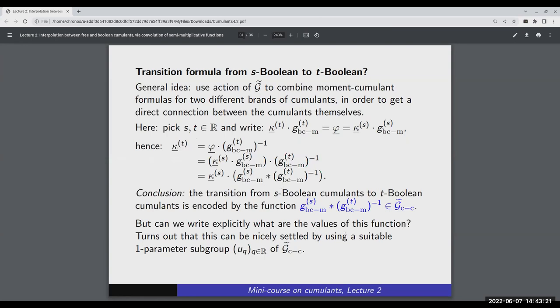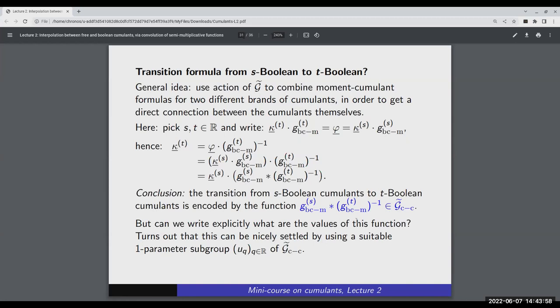You've got this element, and this is the semi-multiplicative function of cumulant to cumulant type, which gives the transition from S to T. And mind you, the relation of Lehner going from free to Boolean or vice versa should be here when you put S and T to be 0 and 1 in some order. Okay, and of course then the question comes: can we say what are the values of this function? Can you explicitly say what the function is?